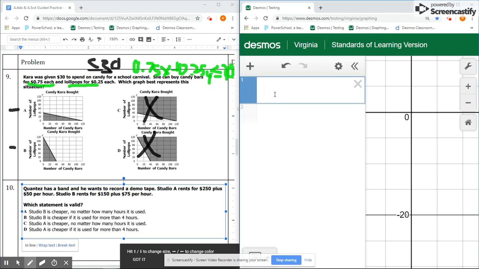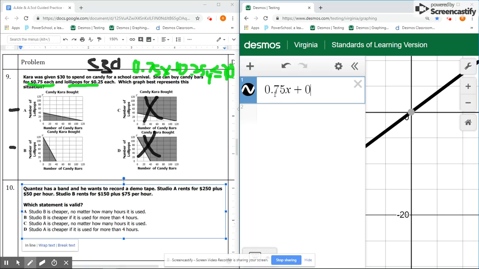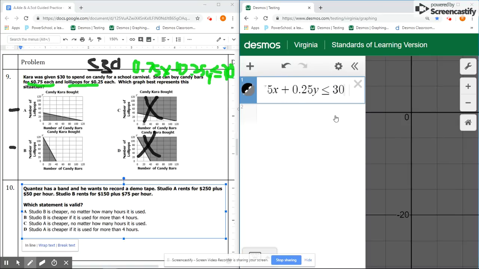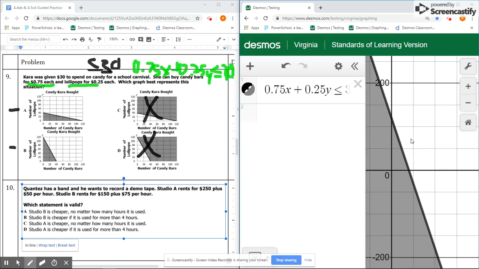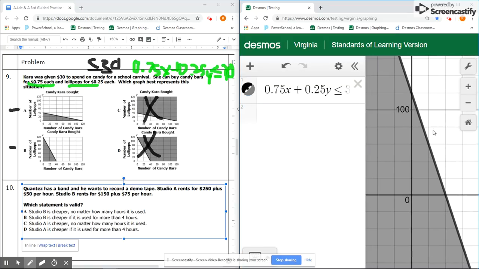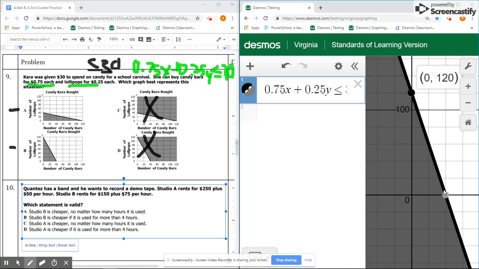Okay, I'm going to type this into Desmos. 0.75x plus 0.25y less than or equal to 30. And we should see a line here. I'm going to back it out. There we go. All right, so here's our line. So it should look like one of these 2, either A or B. And if we look at our x and y intercepts, our x-intercept is 40 and our y-intercept is 120. So between these 2, x-intercept is 40, y-intercept is 120. Our answer is going to be B.